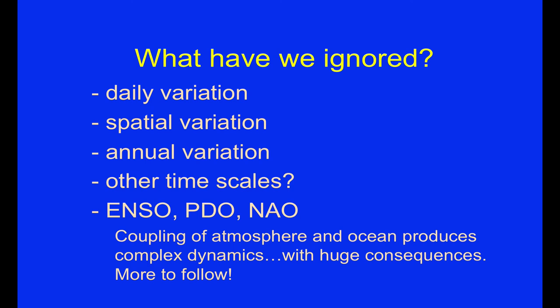Note that there are some significant daily variations of things we haven't talked about. There is this existing spatial and annual variation. There are other timescales. We will talk about El Nino, the El Nino Southern Oscillation. We also have the Pacific Decadal Oscillation. We now have recognized the North Atlantic Oscillation.